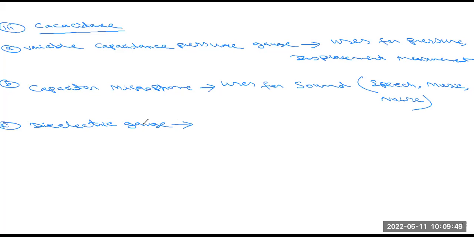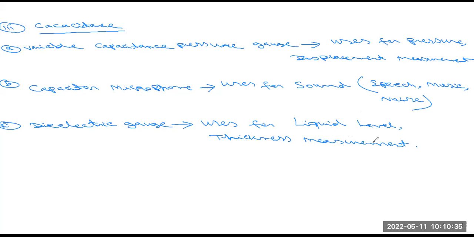Okay, so the last one is the dielectric gauge. It uses the property of variation of capacitance. This variation of the capacitance changes with the dielectric level. It is used for liquid level measurement, and I have given you one example. This is a good project for liquid level. It is also used for thickness measurement. So using these capacitance properties, we can easily measure the liquid level of a tank or thickness.